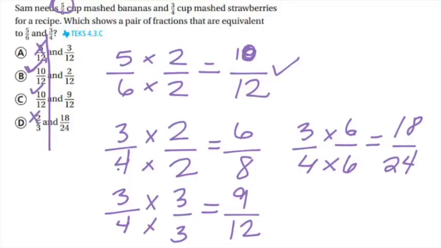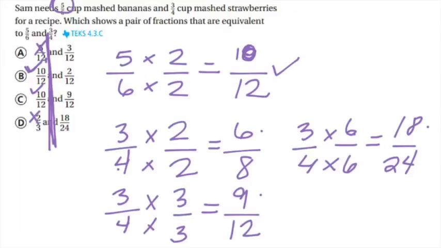All right, now we're going to look at the other side of this line that I have drawn. We're going to see if these other numbers are equivalent to 3/4. Now look, we've said 6/8 is equivalent, 9/12 is equivalent, and 18/24 is equivalent. So let's look at our choices. 3/12.